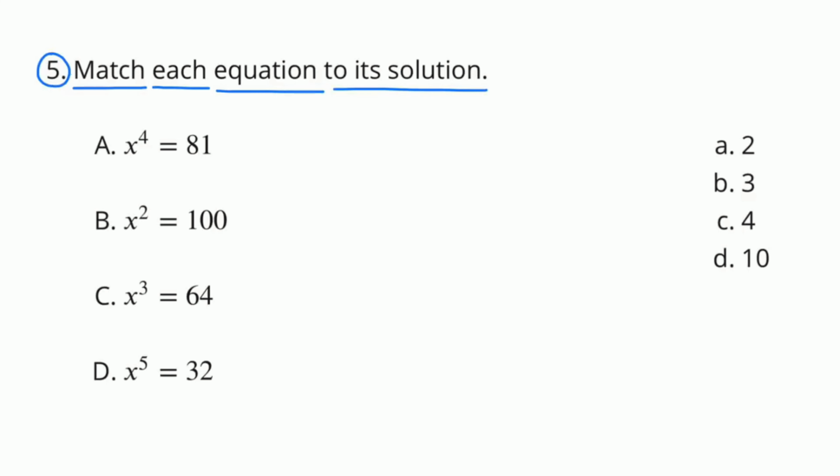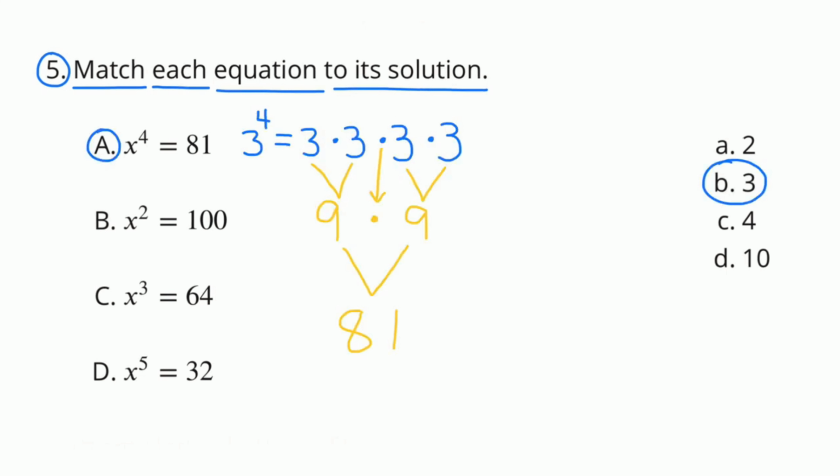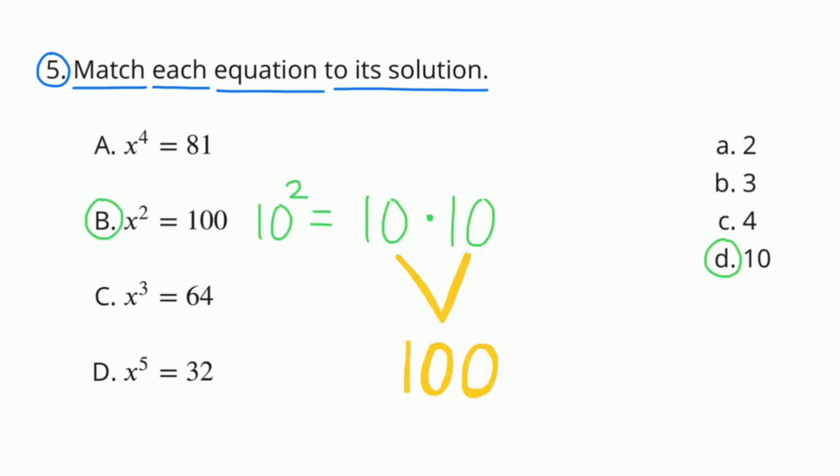Number 5. Match each equation to its solution. A. X to the 4th power equals 81. I selected B, or 3. 3 to the 4th power is 3 times 3 times 3 times 3, which is the same thing as 9 times 9, or 81. B. X squared equals 100. I selected D, or 10. 10 squared equals 10 times 10, or 100.